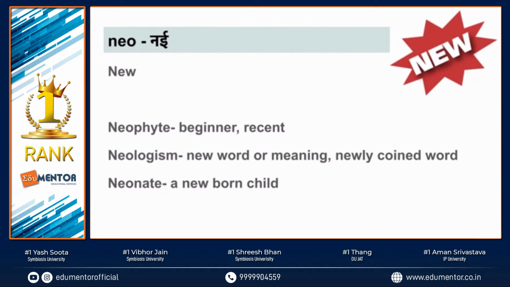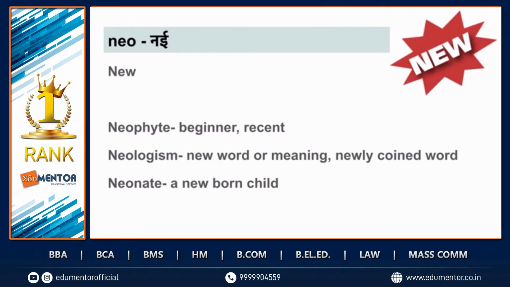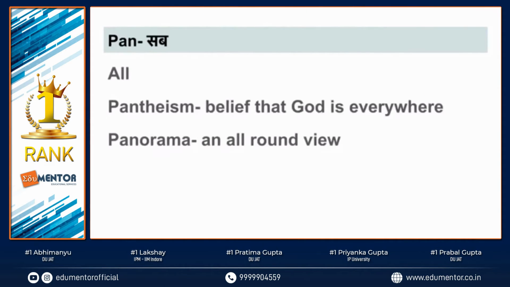For example, if I knew that neo is new and I didn't know the meaning of the word neophyte, I could have at least guessed it. It's someone who's new, it's someone who's a beginner. I could have at least guessed it, right? So root words are very helpful because we won't be able to remember so many words, right? Even though we'll try, but of course it might be a tough challenge. But root words are very, very helpful.